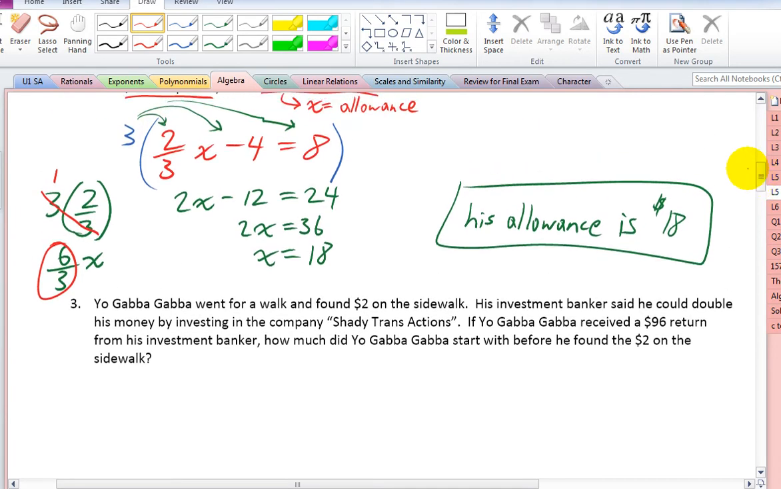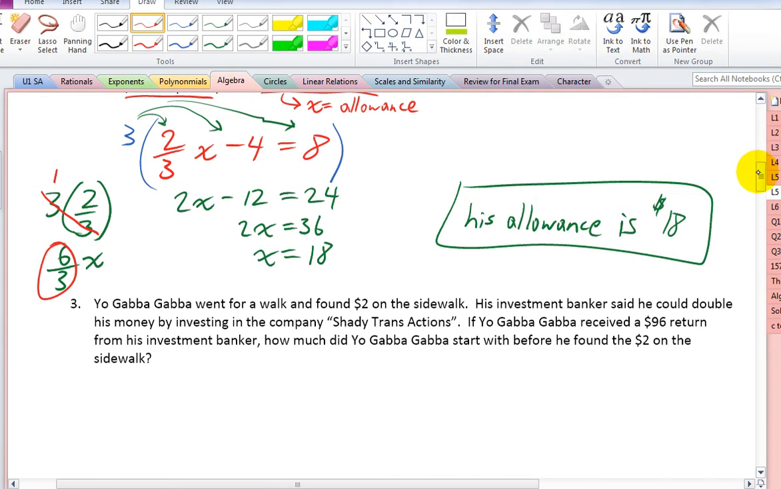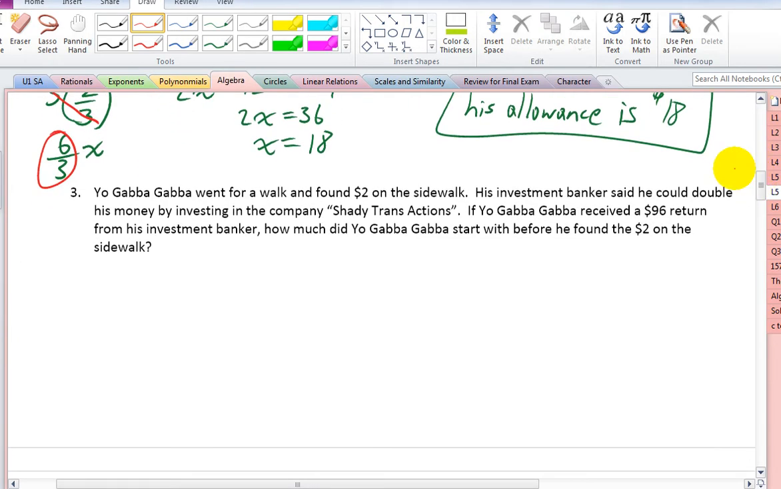Any questions? All right, here's my favorite. Yo Gabba Gabba. All right. Have a read, underline the important stuff. Okay, so party in the tummy, yo Gabba Gabba. So underline $2. He found $2. What would that be? Plus 2, good. He went to his investment banker. He could double his money. Woohoo! By shady transactions. He then received $96. So how much did he start with? So X equals his starting amount.